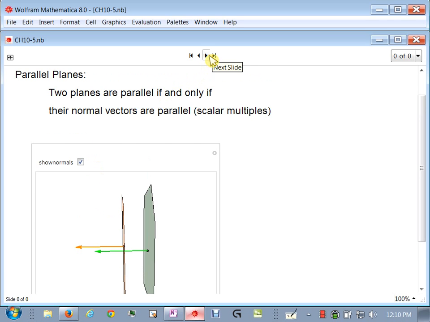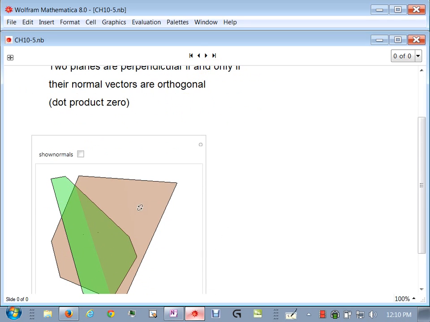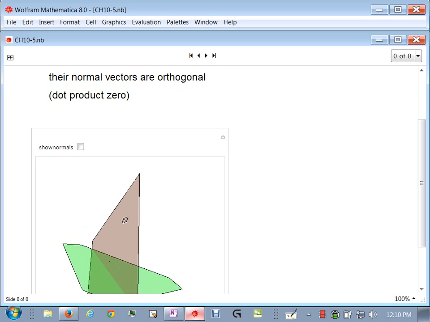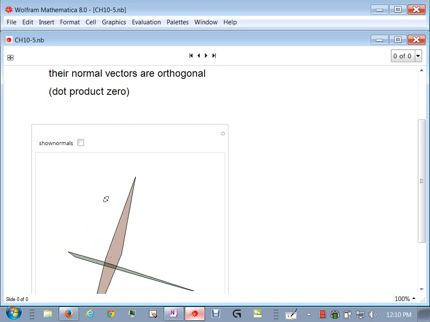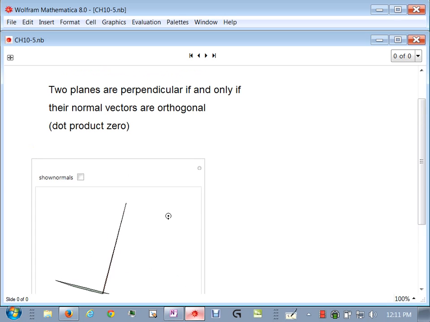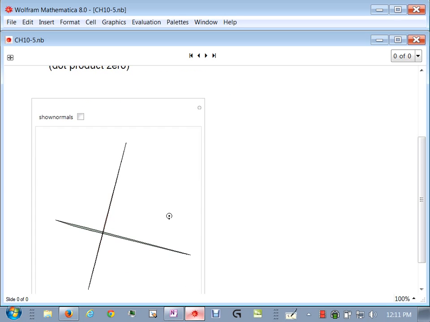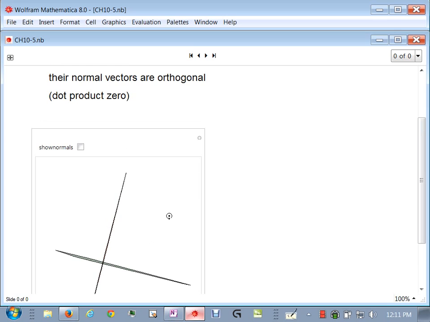And what if the planes are orthogonal? That's right. So if you have two planes and you're asking, are they orthogonal? You can take their normal vectors and dot them and see if it's 0.